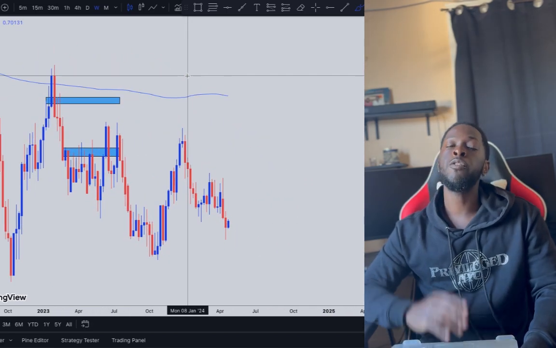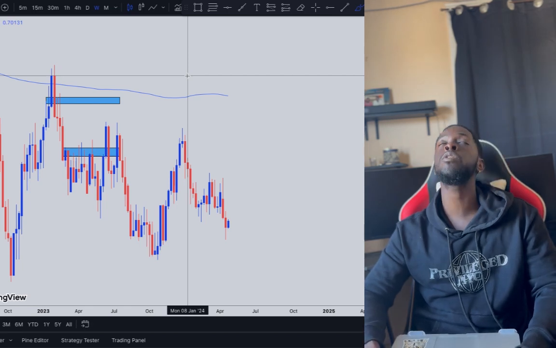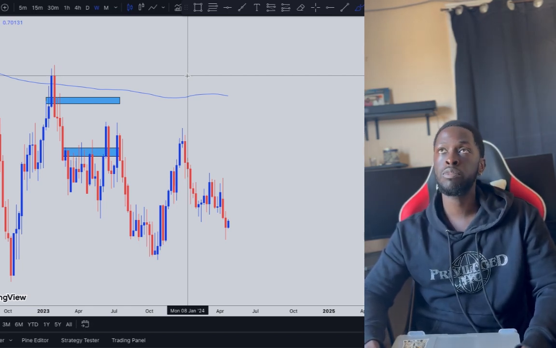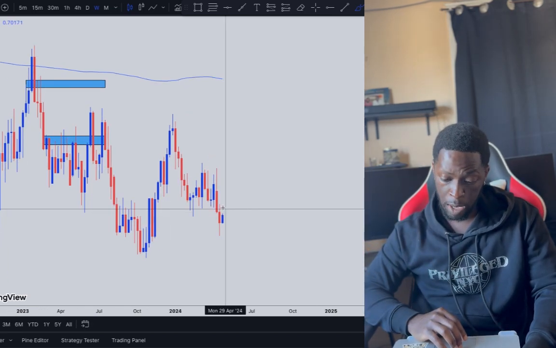Now, if you're in my Discord, I've been talking about AUD USD forever now. This is probably the pair I trade the most. So, what do we have? Weekly time frame.